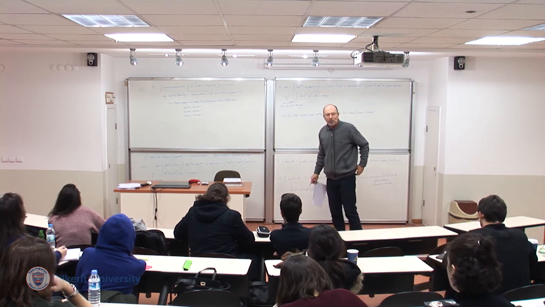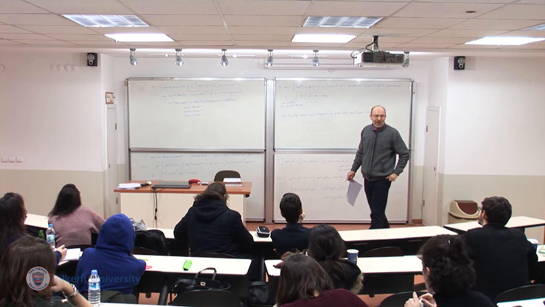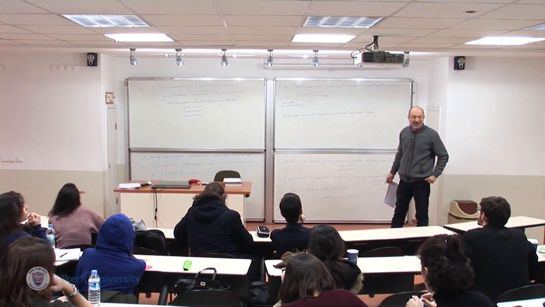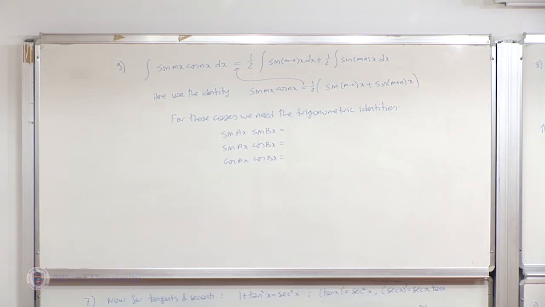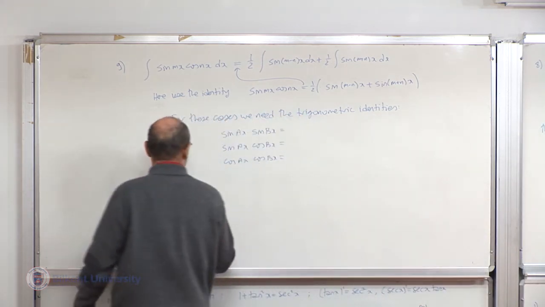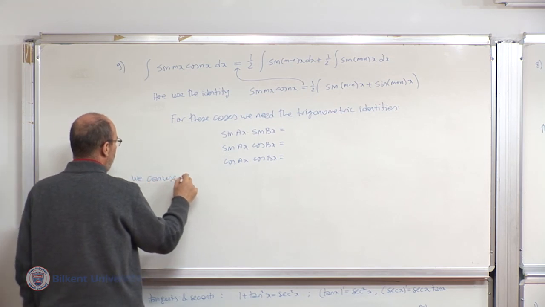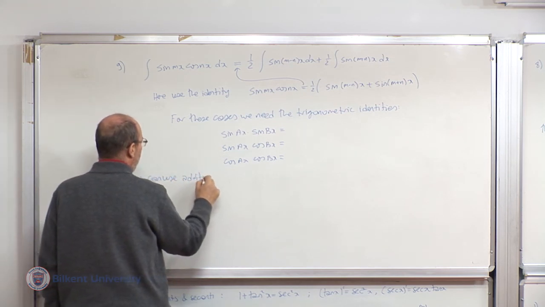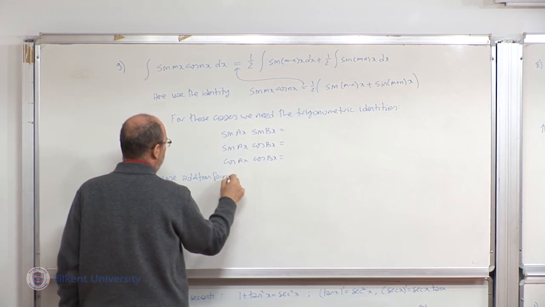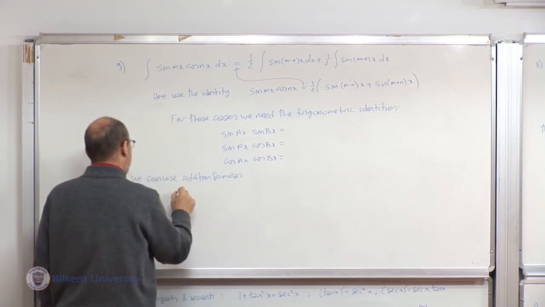Okay, one way is to look it up on Wikipedia. What's the other method? Yeah, we try addition formulas. So what are the addition formulas? Okay, so we can use addition formulas. So let's see, we have two addition formulas.